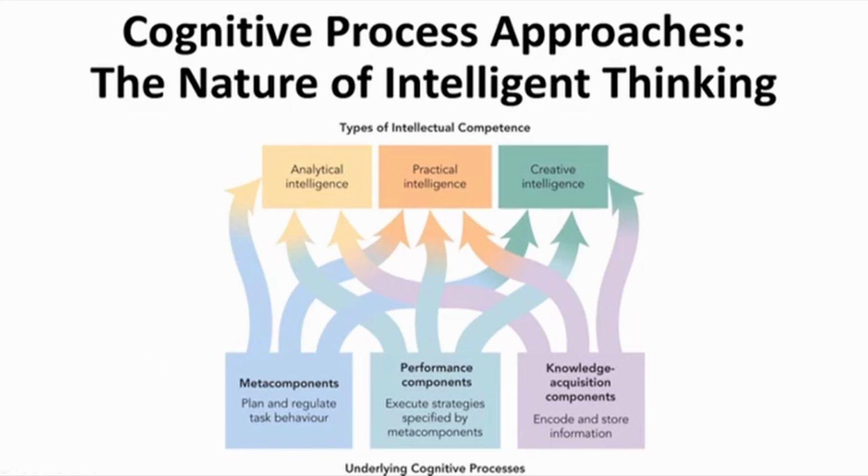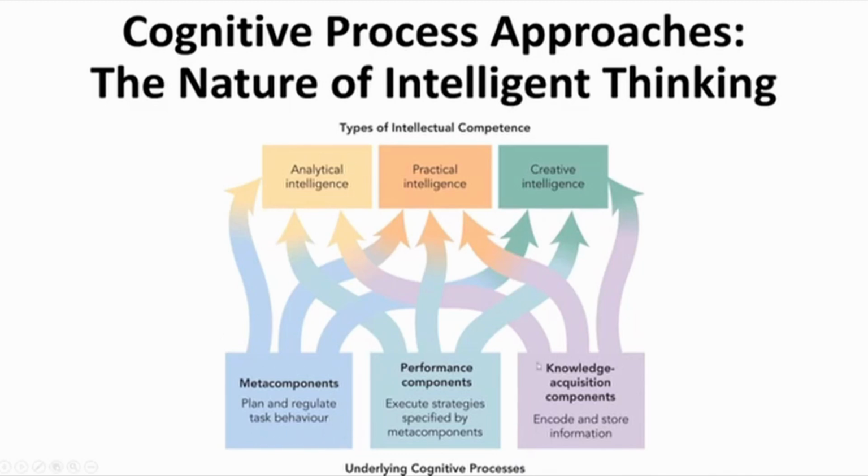The performance components are going to be the components that actually allow you to perform the task at hand. Things like perceptual processing, retrieving the memories that you need to approach this task, and schemas from your long-term memory in order to generate a procedure. So this is how you're actually executing the strategies that were planned out using the meta-components.